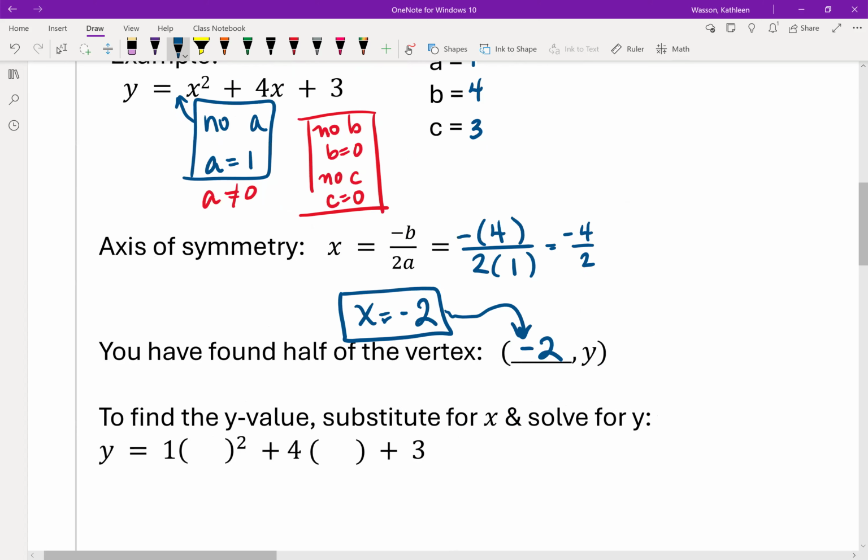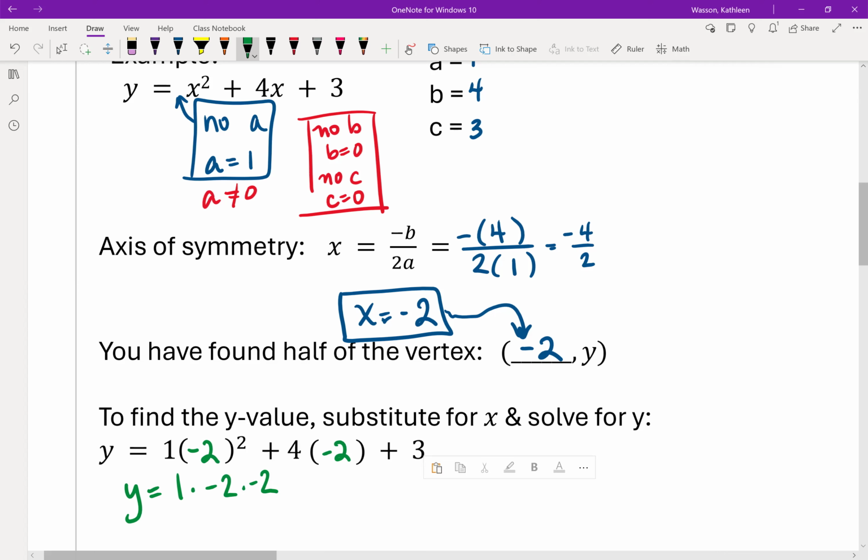Here, it was x squared plus 4x plus 3. I take the x's out and make a space to substitute. And in those spaces, I'm going to choose that x is negative 2. And then I can calculate this. Y will be 1 times negative 2 times negative 2. When you square a number, you multiply it times itself 2 times.